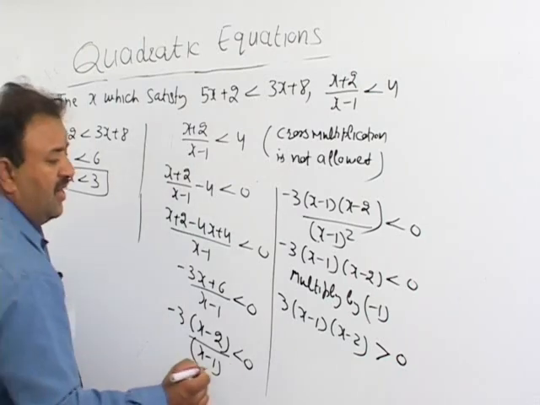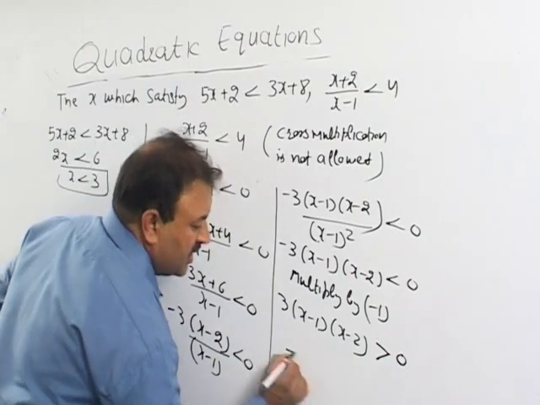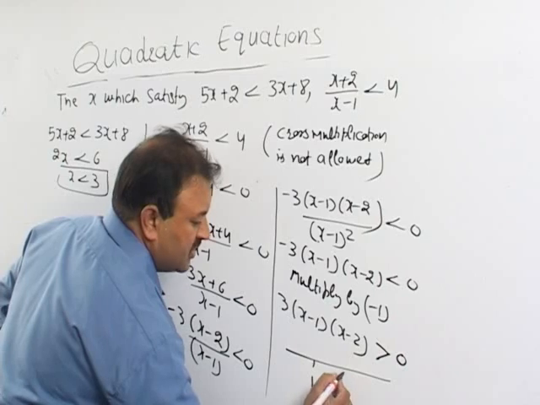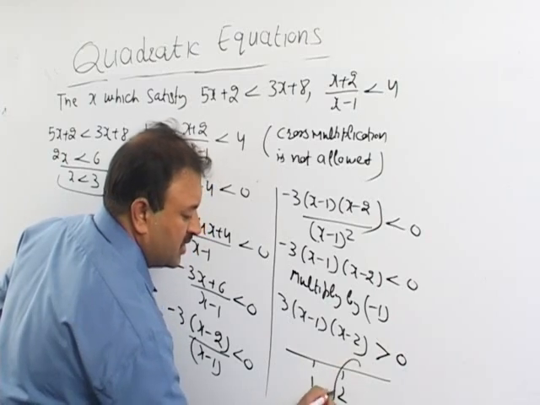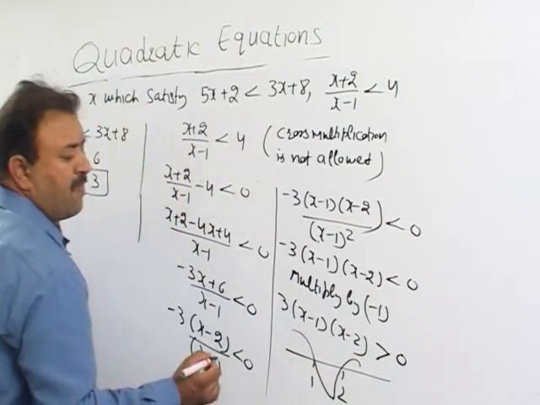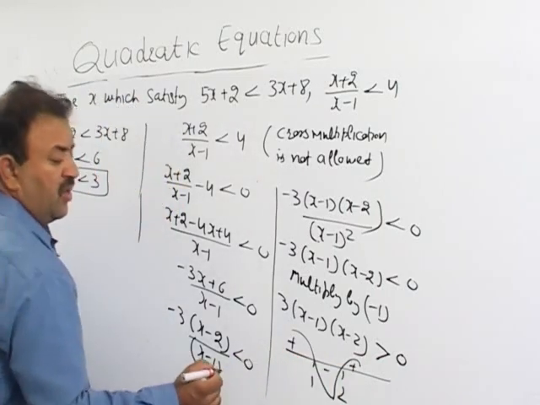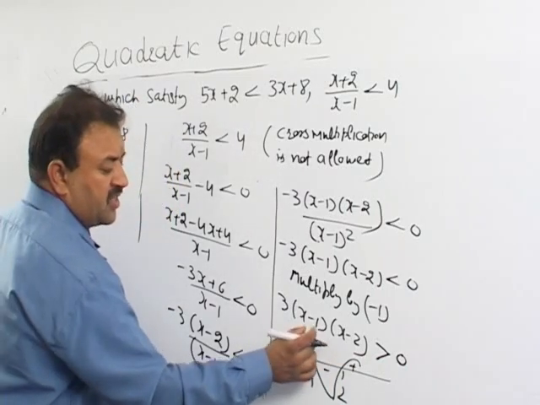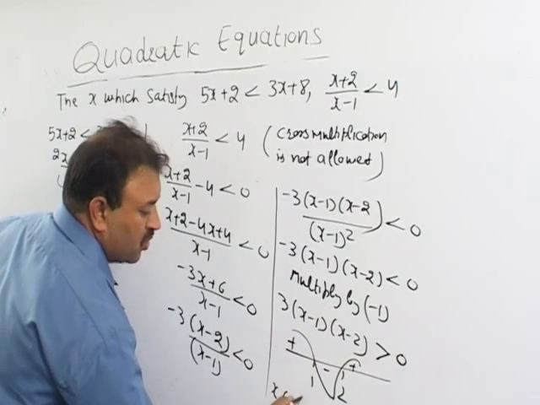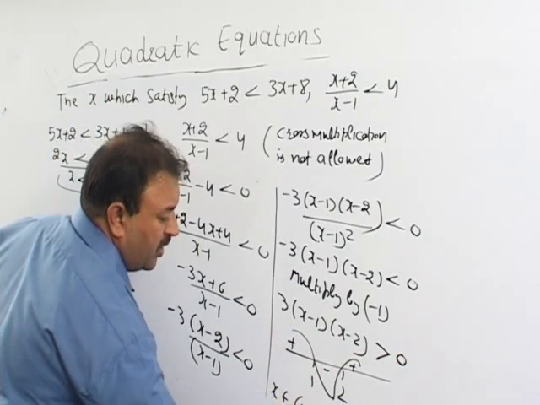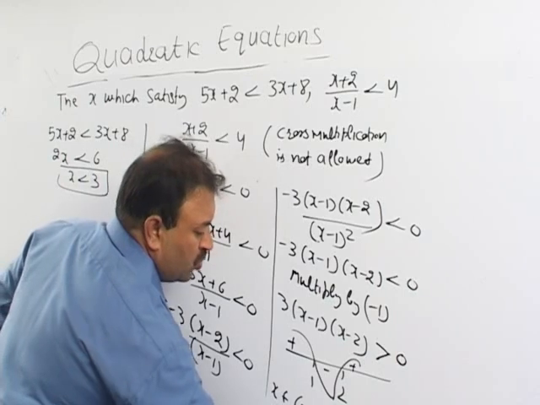Now on the number line, the points are 1 and 2. This is a parabola: positive, negative, positive. Now we want to see where the expression is positive, so x belongs to minus infinity to 1 union 2 to infinity.